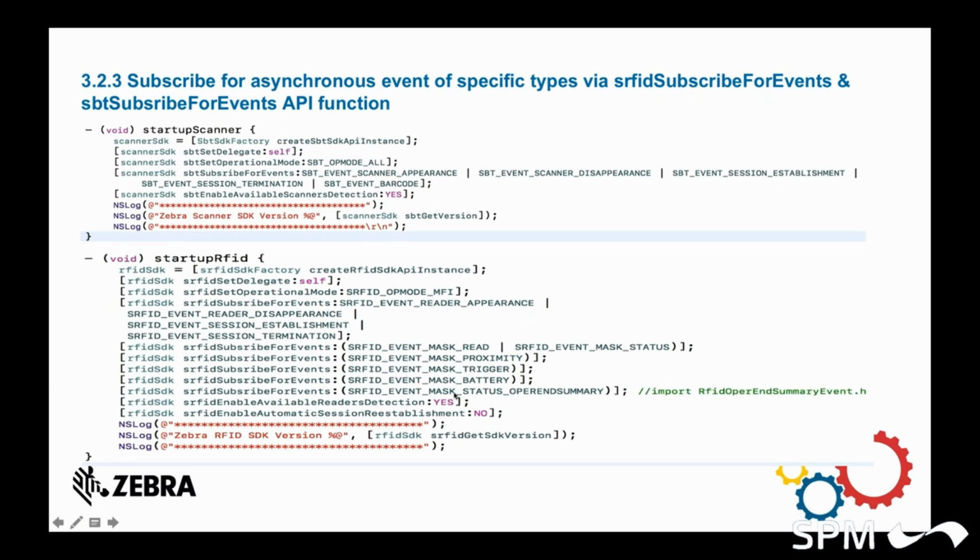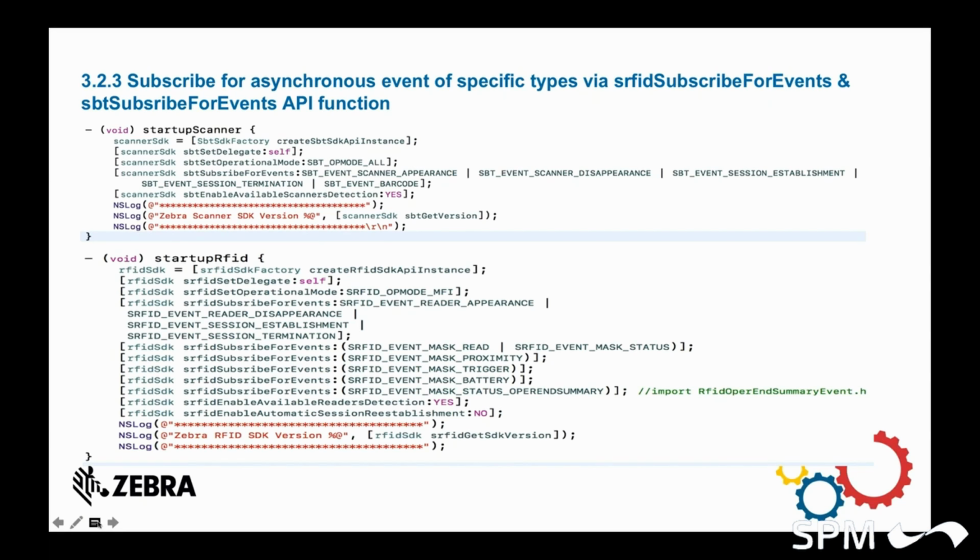We also want to subscribe to the operation and summary event. So this is called snippet, and this is called snippet for the scanner. So we are interested in the scanner appearance event and disappearance event. We are also interested in the session established event and terminate event. And this one is the barcode data event. You must use this one so your application can receive the barcode data.